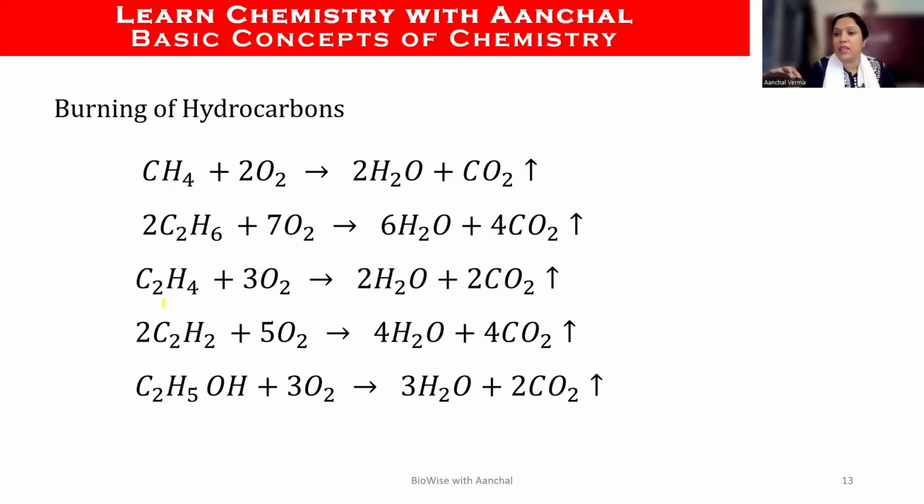This is ethene. This is ethyne. No, this is ethene: C2H4 is ethene, and C2H2 is ethyne. Right. So ethene will give you again water and carbon dioxide. Ethyne will also give you water and carbon dioxide. This is ethanol, that is alcohol. Alcohol also gives you carbon dioxide and water. So always remember, any hydrocarbon, when it is burnt in oxygen, gives you water and carbon dioxide.